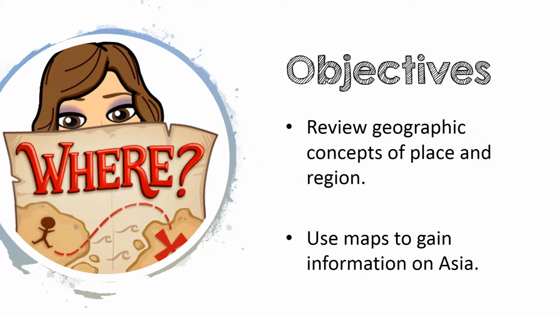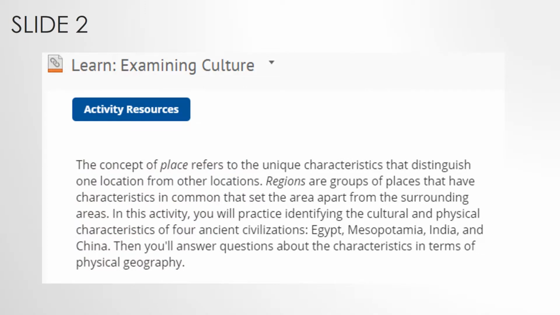We are going to review geographic concepts of place and region, and then we're going to use some maps to gain information on Asia. So we're going to continue on with our lesson. The concept of place refers to the unique characteristics that distinguish one location from other locations.